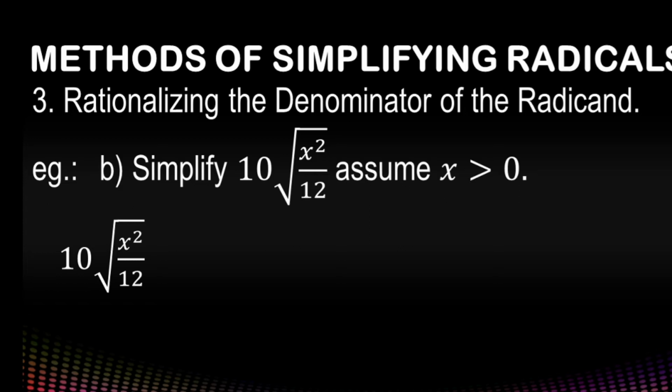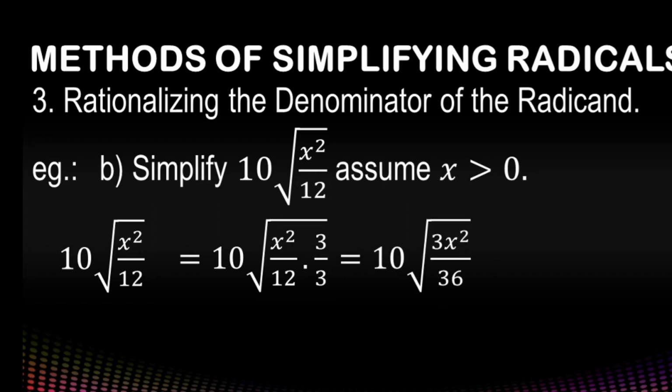Yes, we need to multiply both the numerator and the denominator by the square root of 3, since 12 times 3 is equal to 36, and 36 is a perfect square. That means we can write 36 as 6 squared. So therefore, we have 10 times the square root of 3x squared over 36.